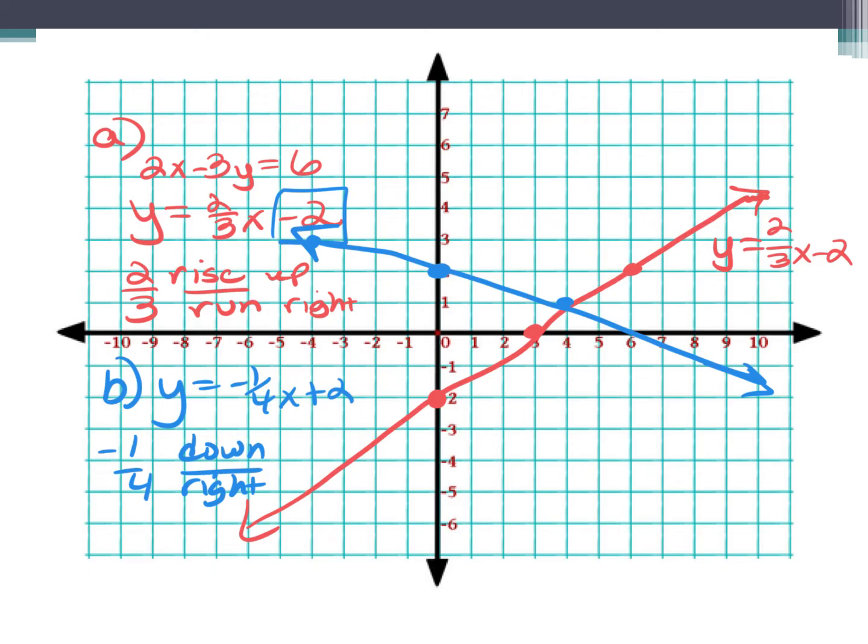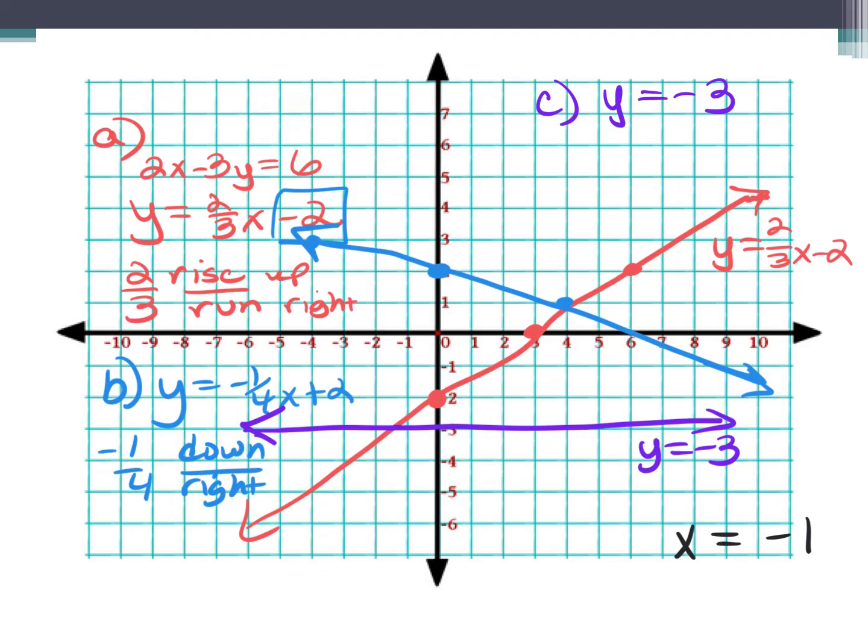And then C was the equation y equals -3. Remember, it's the horizontal line that goes right through the y-axis at -3. And then that other one that I added was x equals -1, and this was that vertical line through -1. So you will be graphing these in the homework.